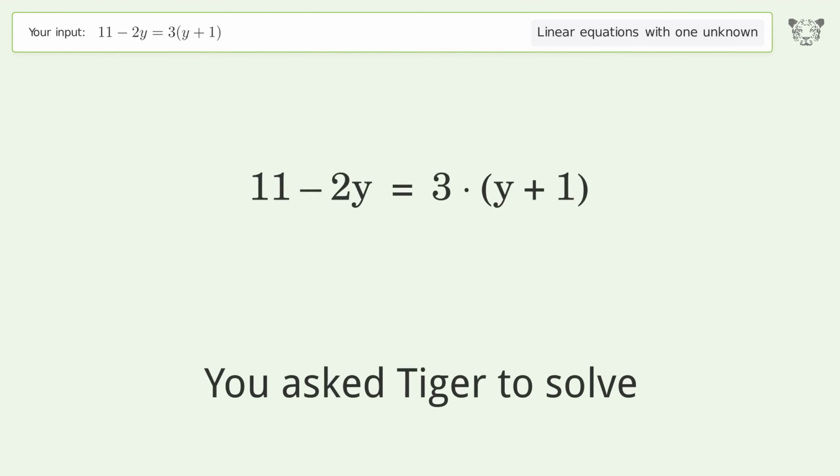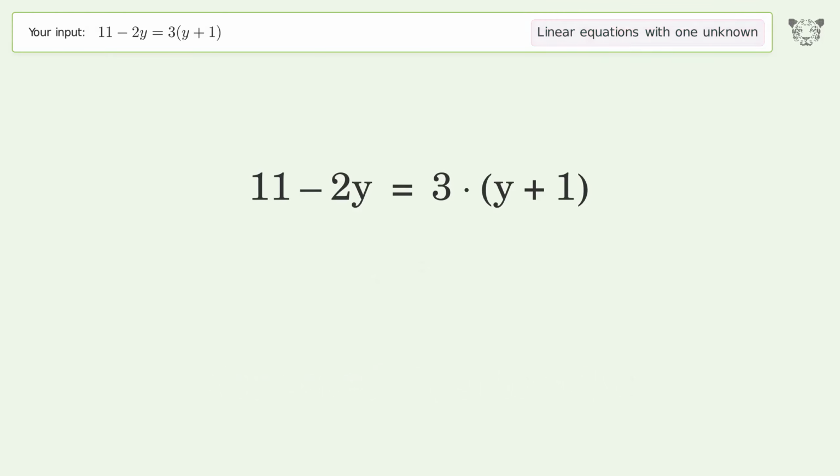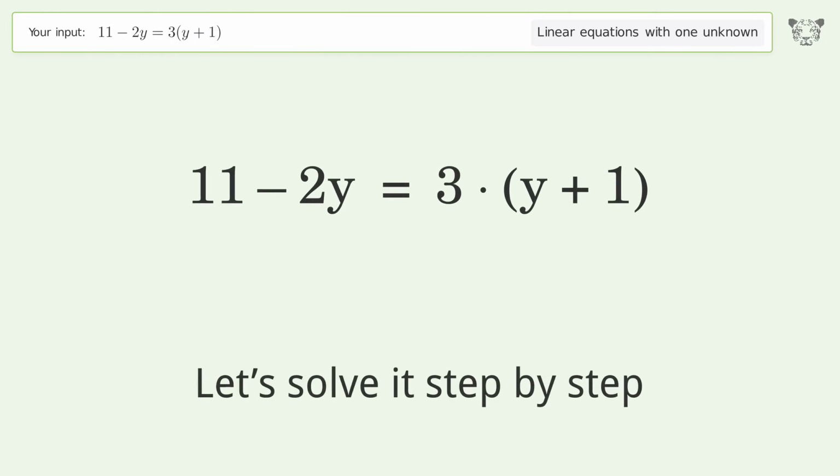You ask Tiger to solve. This deals with linear equations with one unknown. The final result is y equals 8/5. Let's solve it step by step.